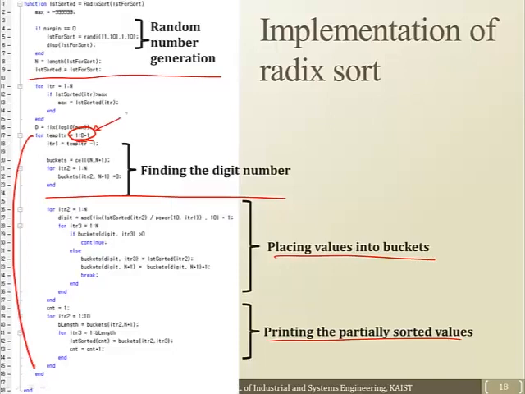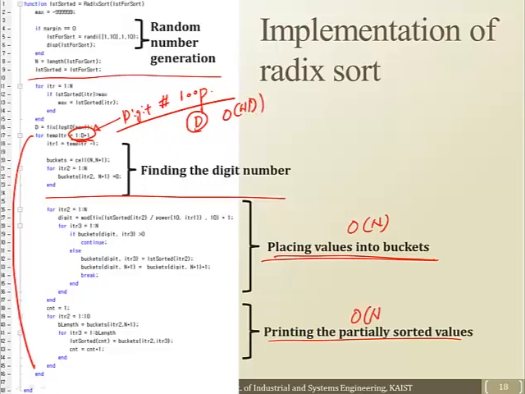So that's the digit number loop, and placing into buckets, that's the order of N, with D iterations, so this is going to be order of N D, and this is order of N iterations, right? And then D is very limited, so this is almost similar to the order of N. So we are claiming that it is order of N sorting.